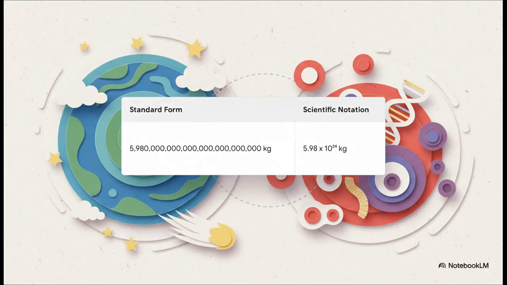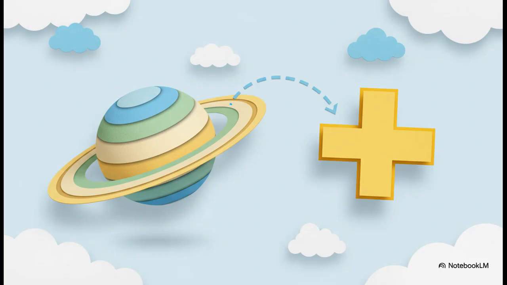Okay, let's go back to the mass of the Earth. We take that invisible decimal at the end, and we jump it all the way over, 24 spots to the left, until it's right after the 5. So now we have 5.98, and since we jumped 24 times, it becomes 5.98 times 10 to the 24th power. Look how much cleaner that is. And here's a super simple rule to remember. For big numbers, anything greater than 1, the exponent is always going to be positive.